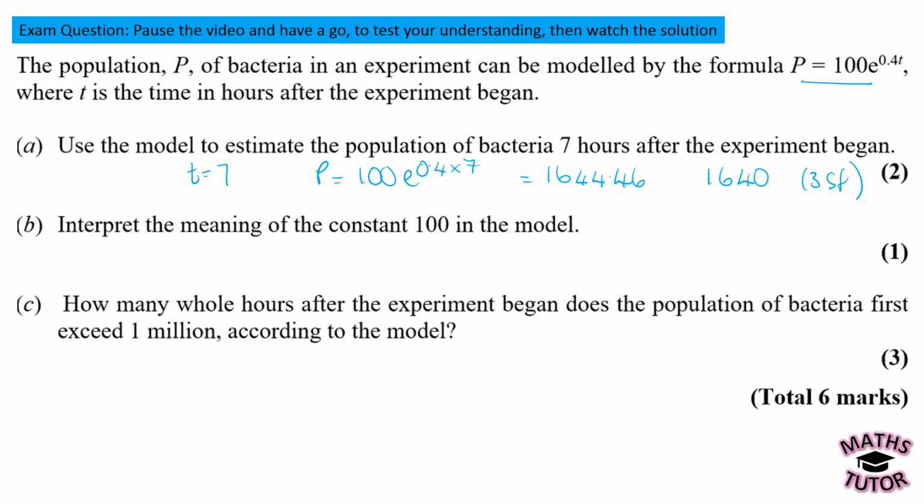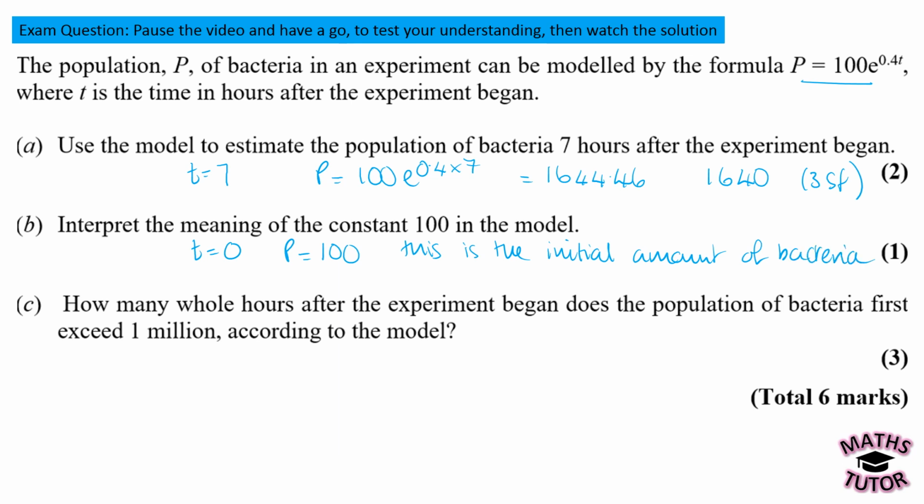Part B, interpret the meaning of the constant. Well, always those numbers on the front are when T is equal to 0. P will just equal 100 because anything to the 0 is going to be 1, so we'll just be left with 100. So this is the initial amount of bacteria. So just 1 mark for getting that.